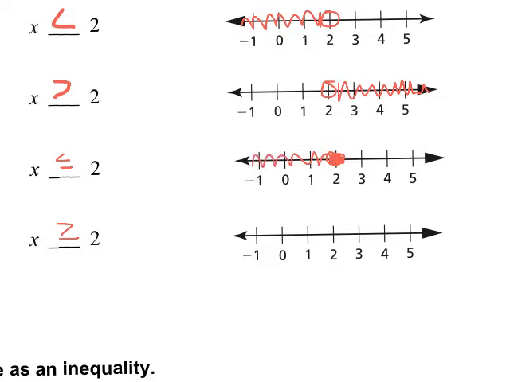X is less than, so coming back this way. Closed dot at 2. X is greater than, coming back that way. Or coming over that way.